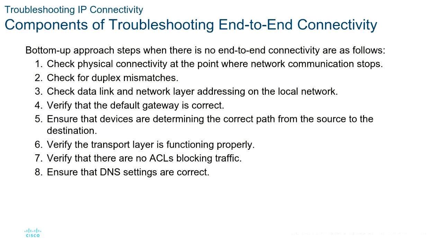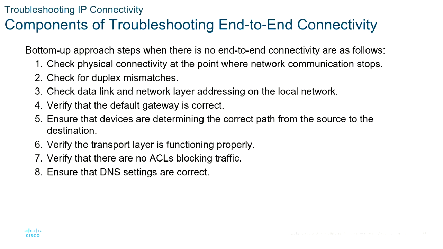Verify that the default gateway is correct on an endpoint like a switch or an employee PC. If the default gateway is not correct, they could do local traffic to another server in the same department, but they wouldn't be able to leave the department. Number 5, ensure the devices are determining the correct path from the source to the destination. Well, let's check our routing table for our routing action. Let's check our MAC address table for the switch to make sure they know how to get it to the other device.